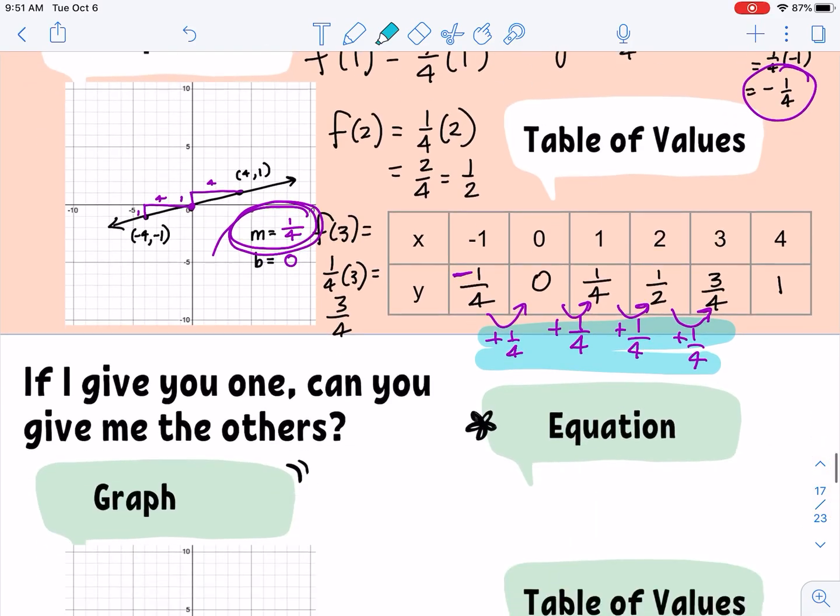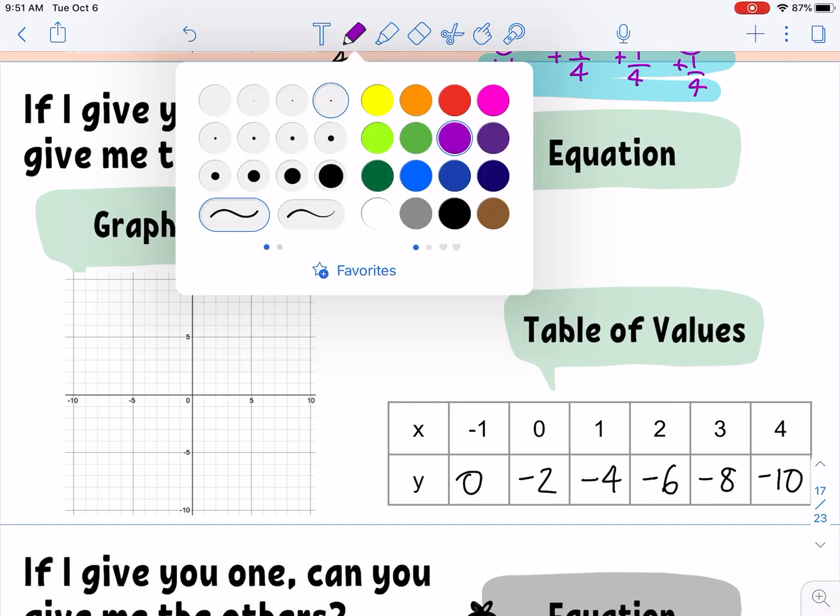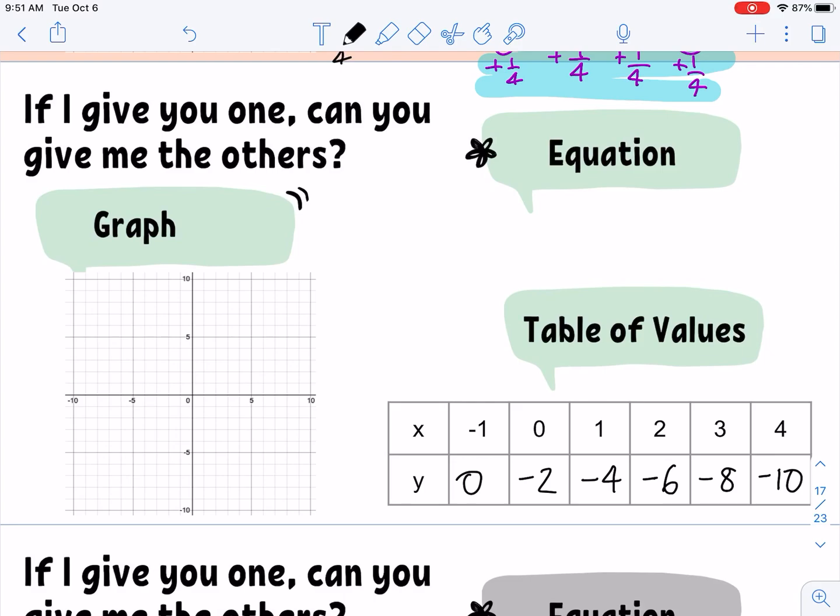Okay, let's try one more example. This time we have a table, and you are going to determine the graph and the equation. Your choice. How are you going to do it? Maybe you make a prediction about what M and B are just by looking at the table. You find M by looking at what's happening from one number to the next. You find B by looking here. Or maybe you're more comfortable graphing it first.